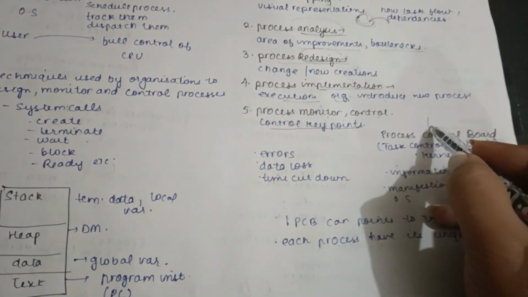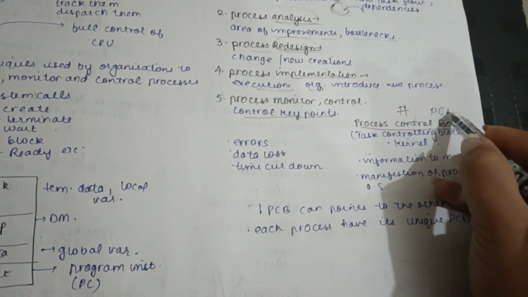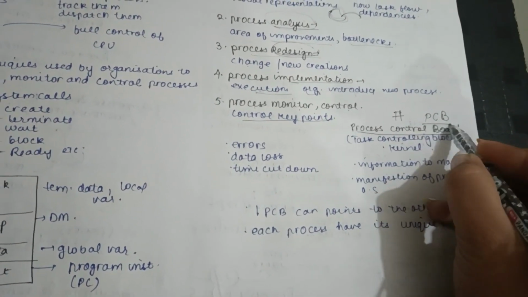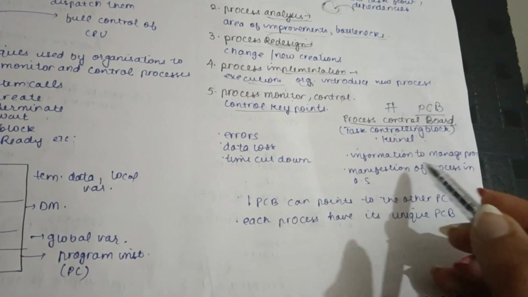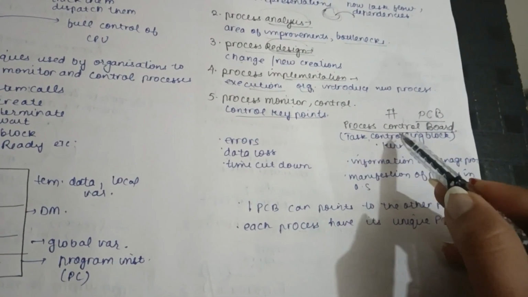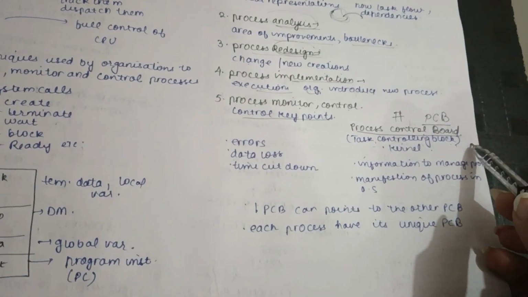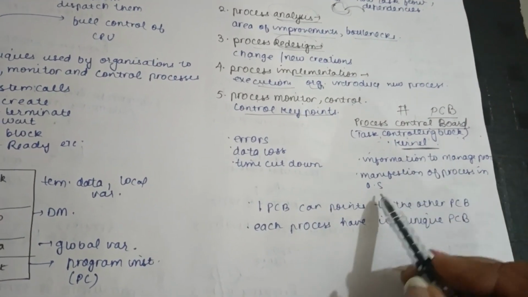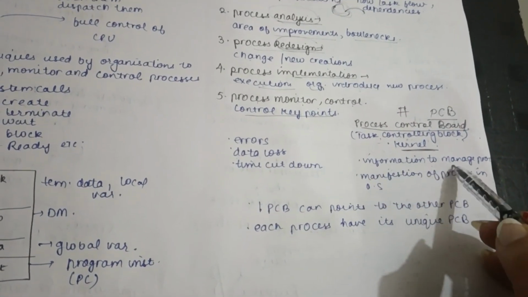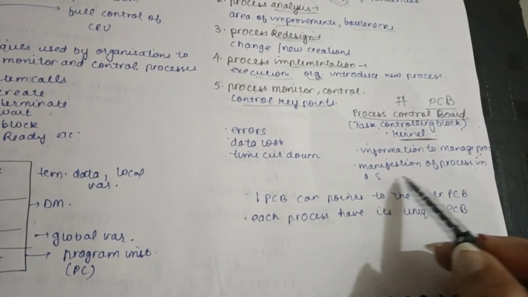And now, the most important topic for process management is the process control block, which is a PCB. It's a unit of process control management. So, it is the task controlling block. It's a data structure in the operating system, present in the kernel. So, it has the information to manage the processes. Or we can say that it is a manifestation of the process in the operating system.